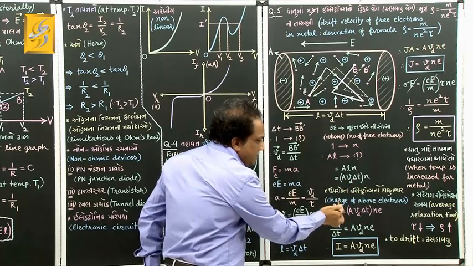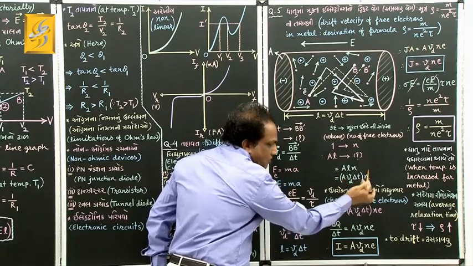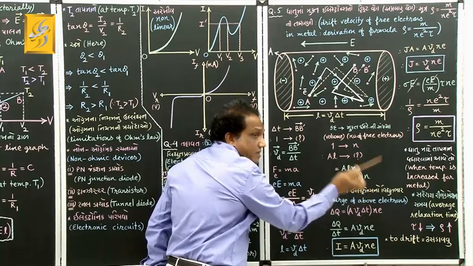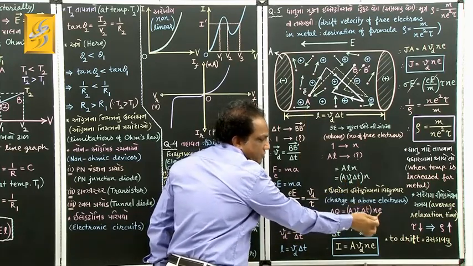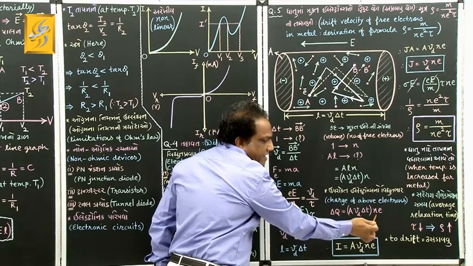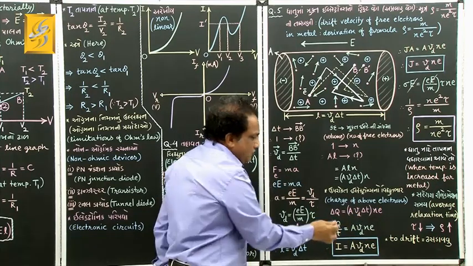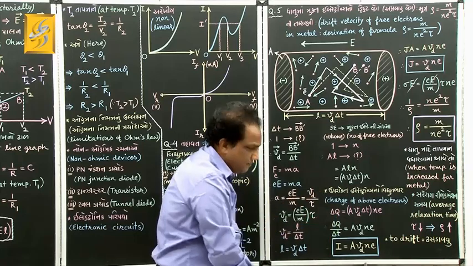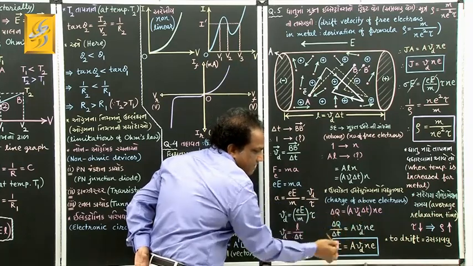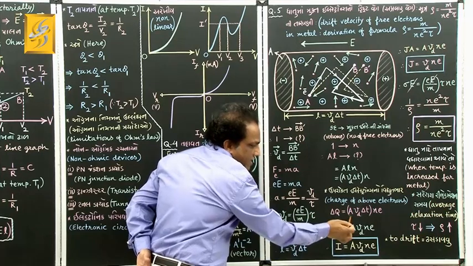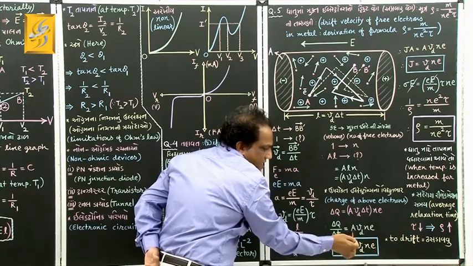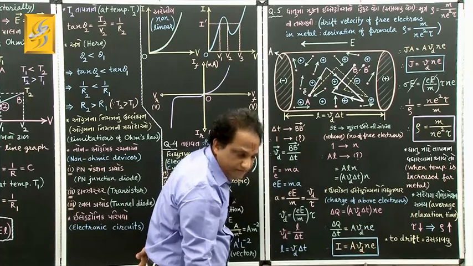So I am writing here, the total charge of the above number of electrons would be this number multiplied by small e. I am writing A Vd delta T n into E, and that total charge I am showing by the symbol delta Q. Just transfer delta T to the denominator on the left hand side, delta Q upon delta T will be A Vd n E, correct.